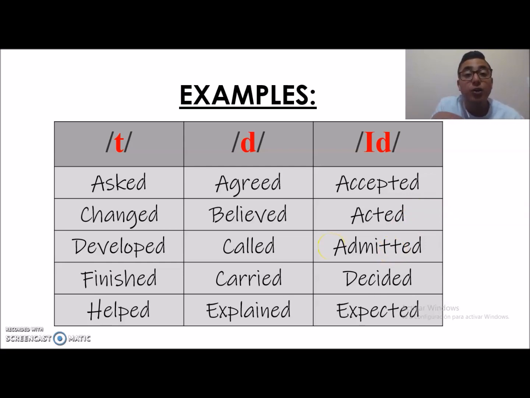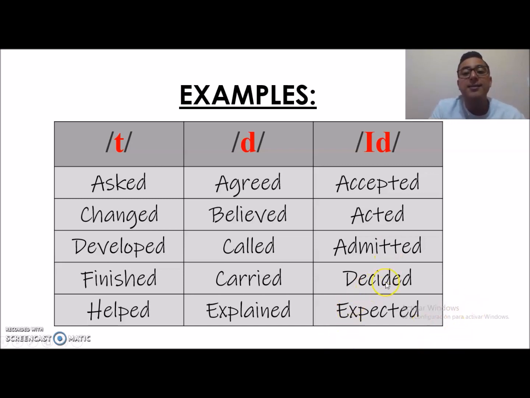It means that you have to learn the new rule, which is that every time that you see a T or a D between two vowels, that T or that D is going to be pronounced as an R. It means that we're going to say admitted, admitted in past, because this T sound is the same T. We don't say admit, we don't double pronounce the T. That's why it is admitted.